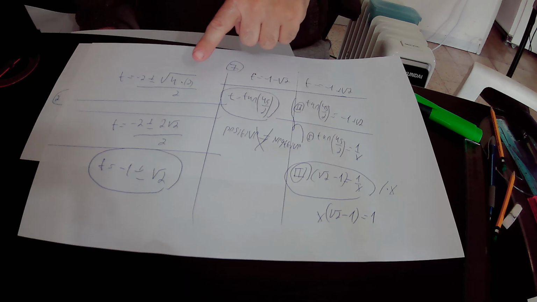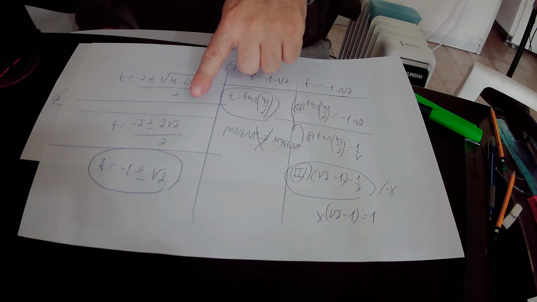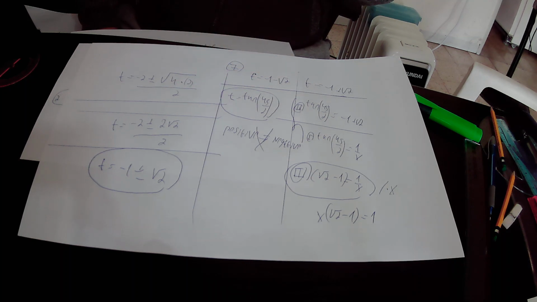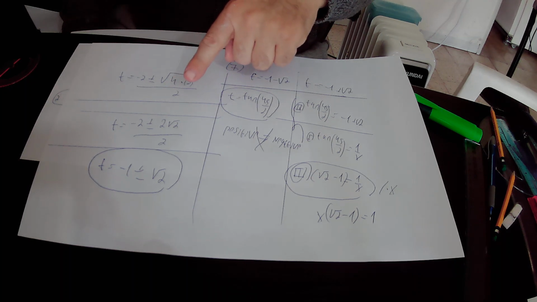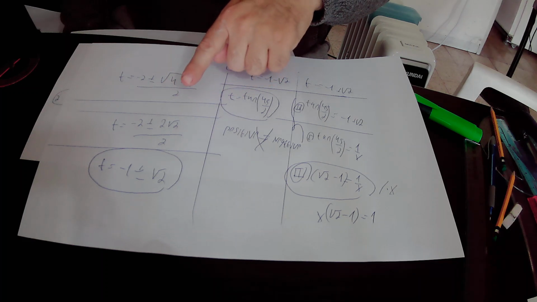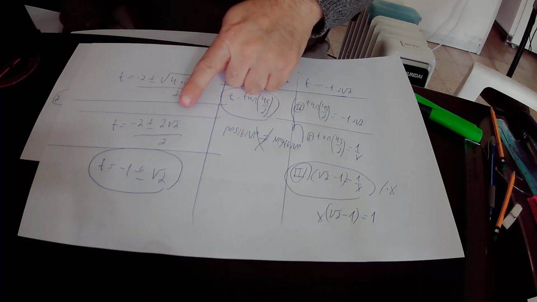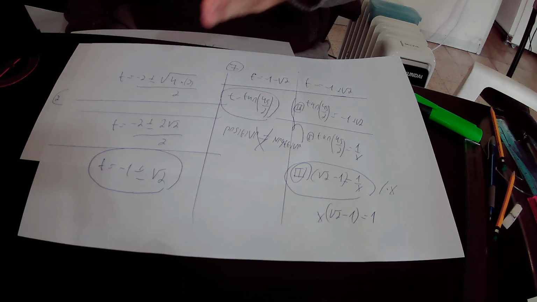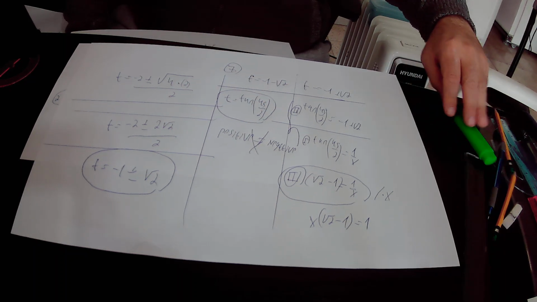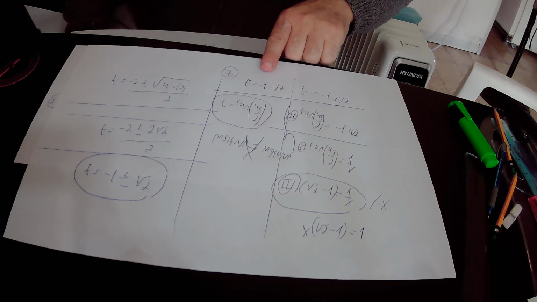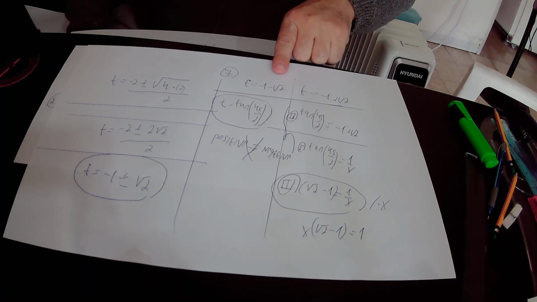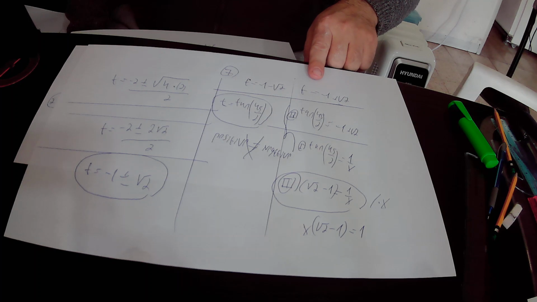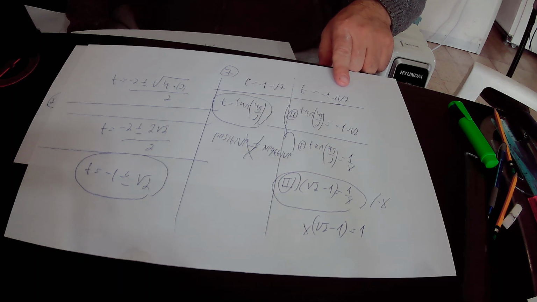Actually we found that t equals minus 2 plus minus 2 times the square root of 2, over 2. So t equals minus 2 over 2, which is minus 1, plus minus 2 over 2, which is 1. So in total, t equals minus 1 plus minus the square root of 2. Here we have two possible solutions for t. The first solution is t equals minus 1 minus the square root of 2. And the second solution is t equals minus 1 plus the square root of 2.